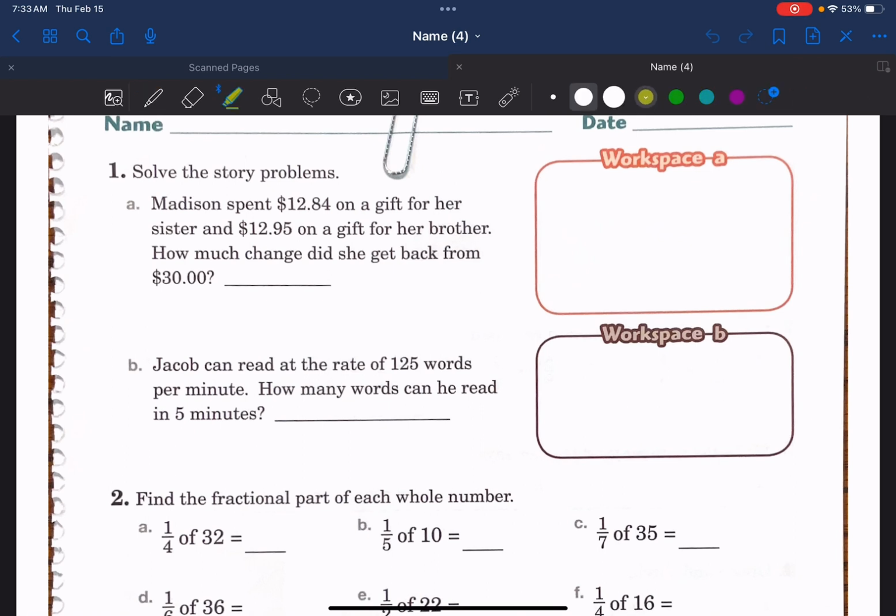Okay, so first it says Madison spent $12.84. And she also, because it says and, spent $12.95 on a gift for her brother. How much change did she get back from $30? So that means she had a $30 bill that she could take to the store. So there's two different ways you can solve that. So I will let you choose how you're going to solve that problem. Okay.